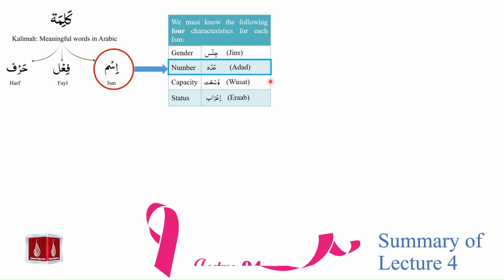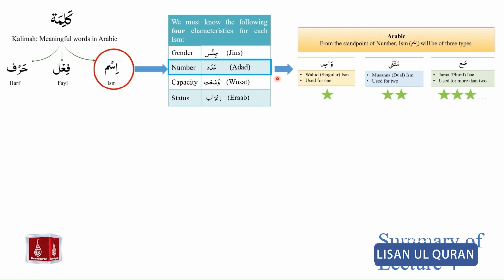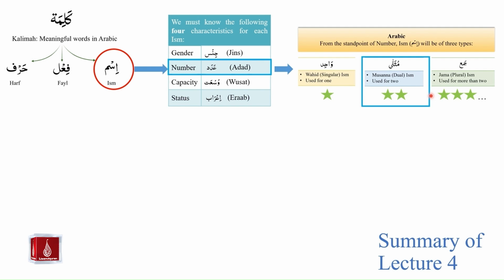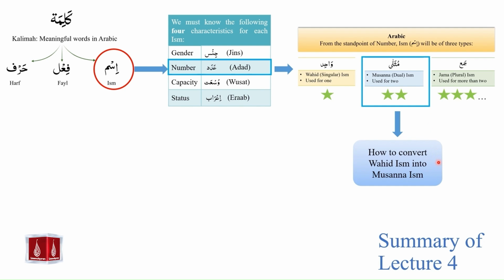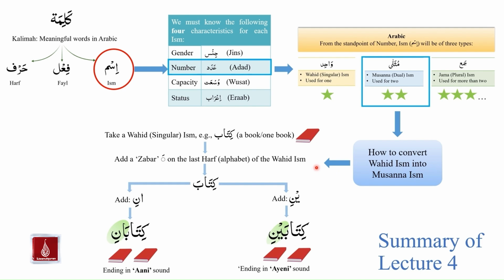Regarding number, we studied that ism will be of three types. Wahid or singular ism that is used for one. Musanna or dual ism which is used for two. Jamaa or plural ism which is used for more than two. We further studied musanna in detail, and we studied how to convert a singular ism into musanna or dual ism. For this, we learned a formula.